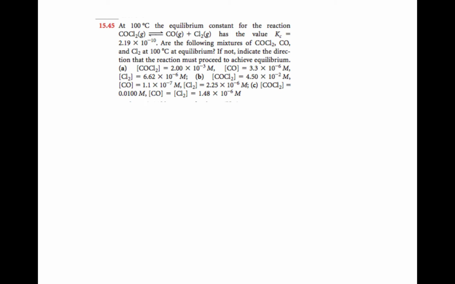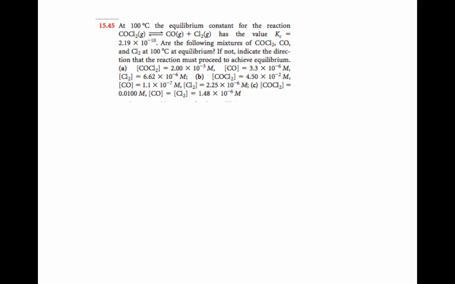At 100 degrees Celsius, the equilibrium constant for a reaction of CoCl2 reacting to form carbon monoxide and chlorine has a K value of 2.19 times 10 to the minus 10. Again, not very spontaneous. Which of the following mixtures are at equilibrium? If not, indicate the direction in which the reaction must proceed in order to achieve equilibrium.